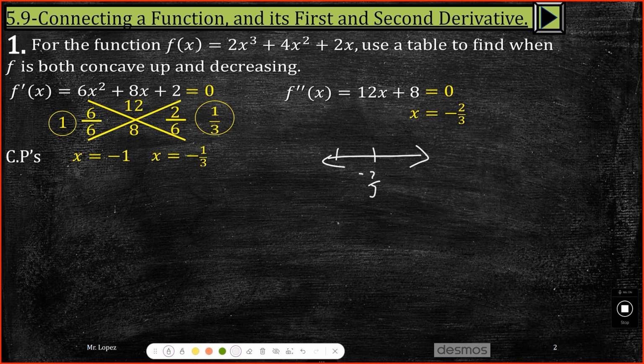So you can test a number on the left of -2/3. What's a number, -2? -2 or something, that's for sure, no? -2, and then that's going to be negative. And if you test 1 or something, or 0, yeah, 1, that's positive. So it changes signs, no? So it does change sign.